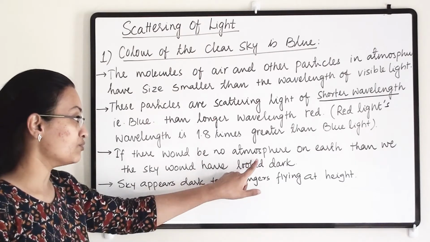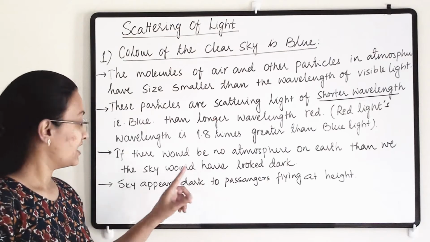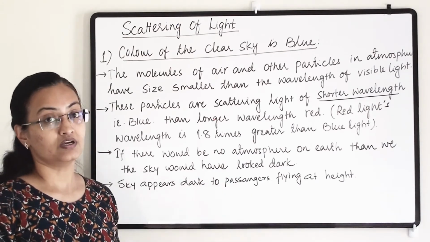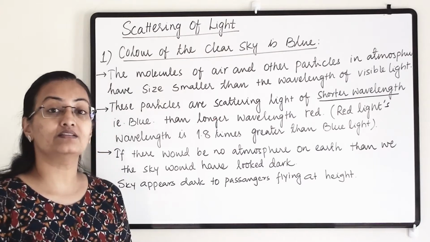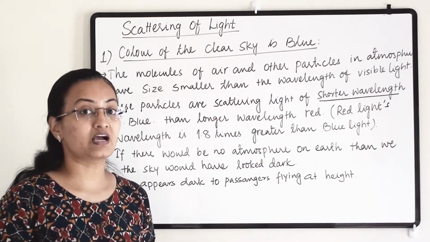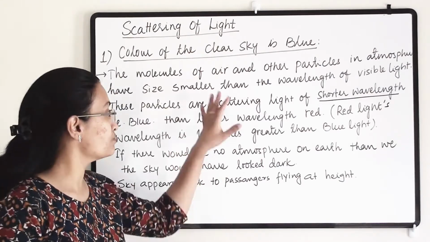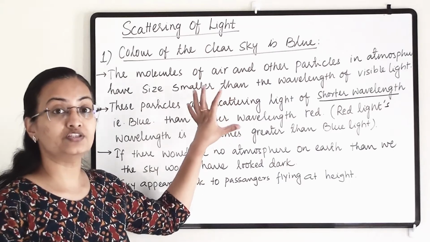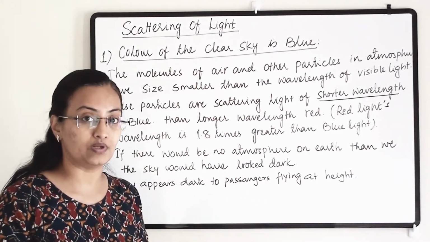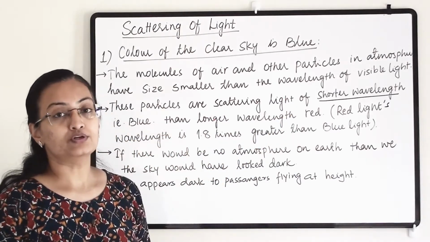If there were no atmosphere on earth, the sky would have appeared dark to us. That's why the sky appears dark to passengers flying at great height, because at that height there are no particles to scatter the light. So for them the sky is black, whereas for us the light is scattered by small particles, and they scatter blue light the most because they scatter the shorter wavelength and not the longer wavelength. That is blue, so we see the blue color.